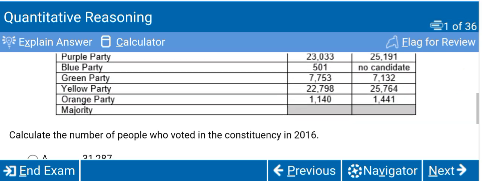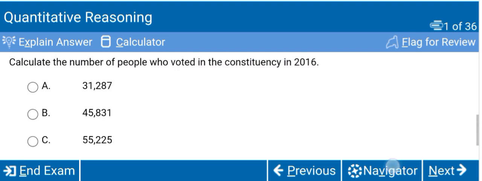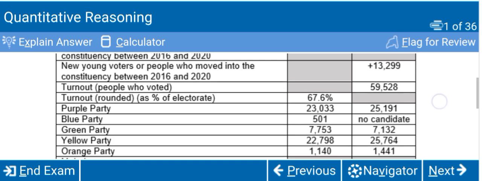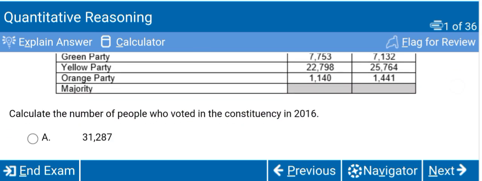So now here we have our first question of section 1. As we have read, the 4 sections of quantitative reasoning each have different questions. Section 1 has 36 questions, and the first question gives us a table with some information in numerical and arithmetic form. But the question is: calculate the number of people who voted in the constituency in 2016.